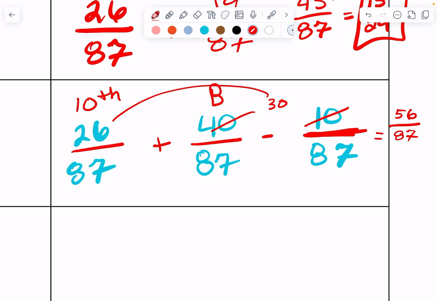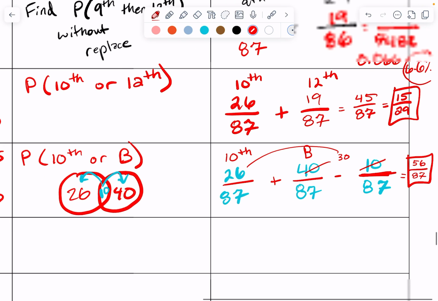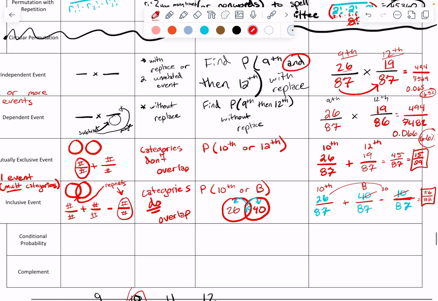56 does not divide by 3. I don't know, that might be reduced. Not sure. I don't know. We'll just leave it like that. 56 over 87. I don't know if it reduces. I don't have a calculator. And I don't want to think that hard. All right, there you go. Good. So subtract out the middle when there is inclusive, people that live in the middle.